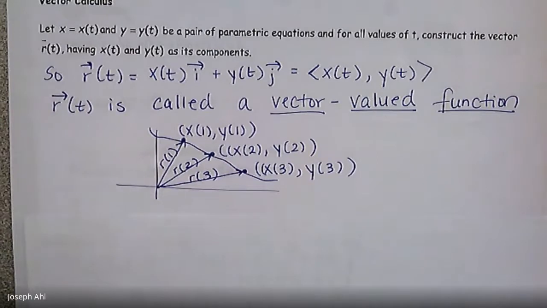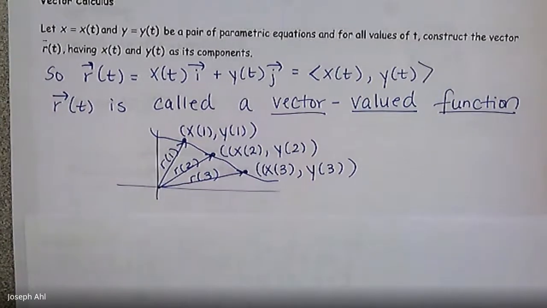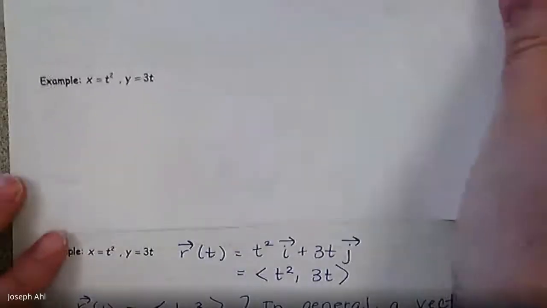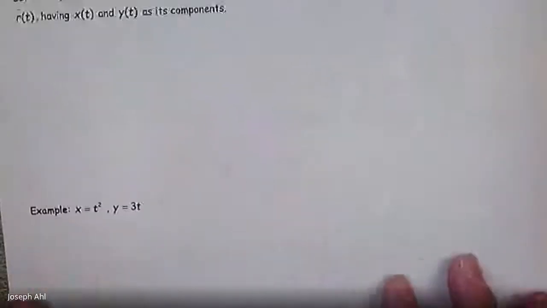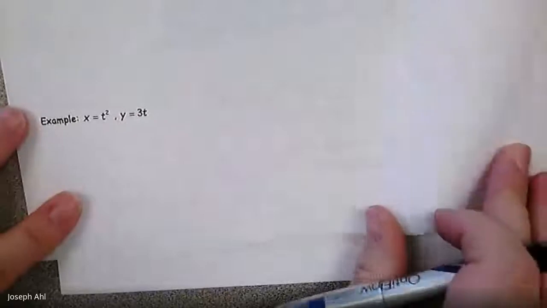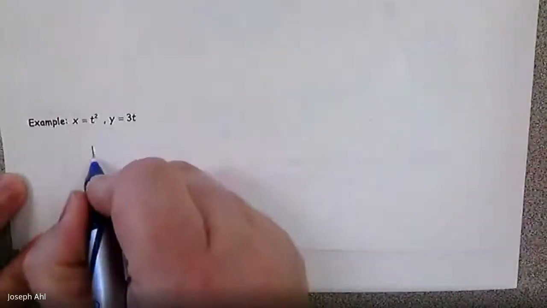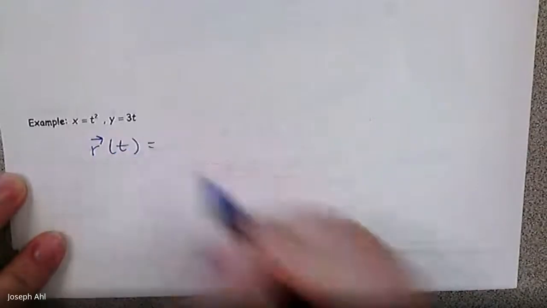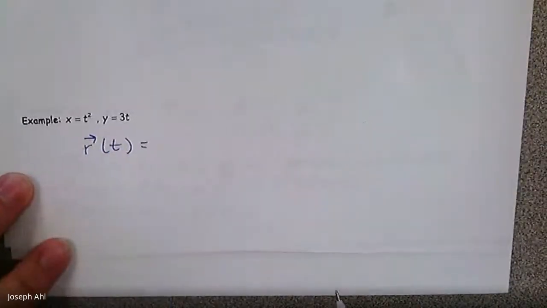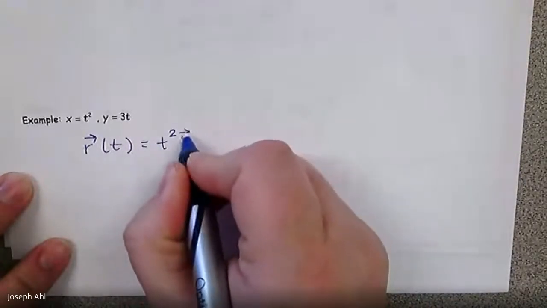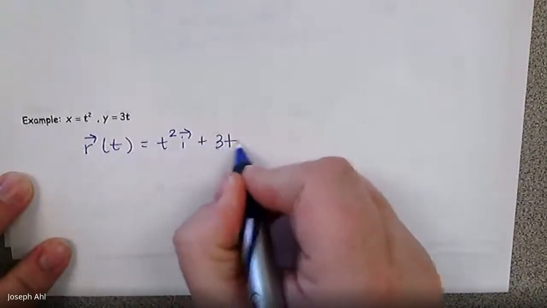So from there, if you have that picture drawn into your notes, what we're going to do is look at the example at the bottom there, which is given to us as x equals t squared and y equals 3t. And we're going to take that pair of parametrics and define the vector valued function r of t. So r of t, again, can be written in two ways. If you want to write it in terms of the basis vectors, it would be t squared i plus 3t j.